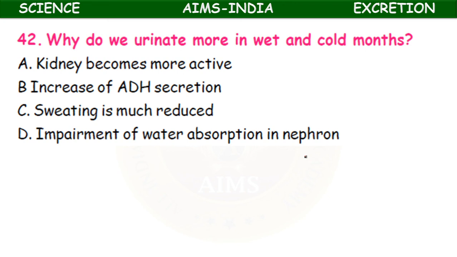Why do we urinate more in wet and cold months? Kidney becomes more active, increase of ADH secretion, sweating is much reduced, impairment of water absorption in nephron. Actually, during cold and wet conditions, sweating is much reduced, due to which we urinate more.